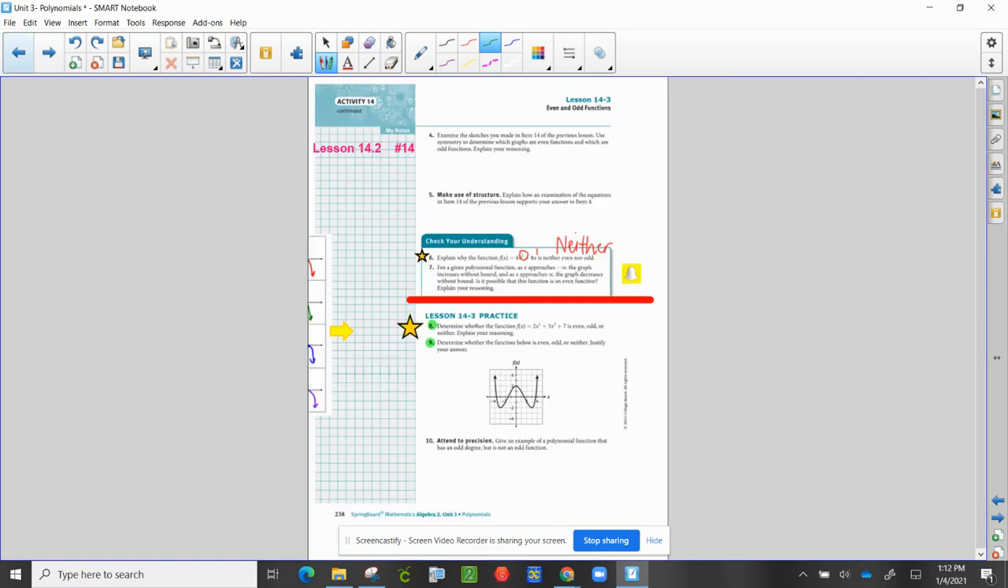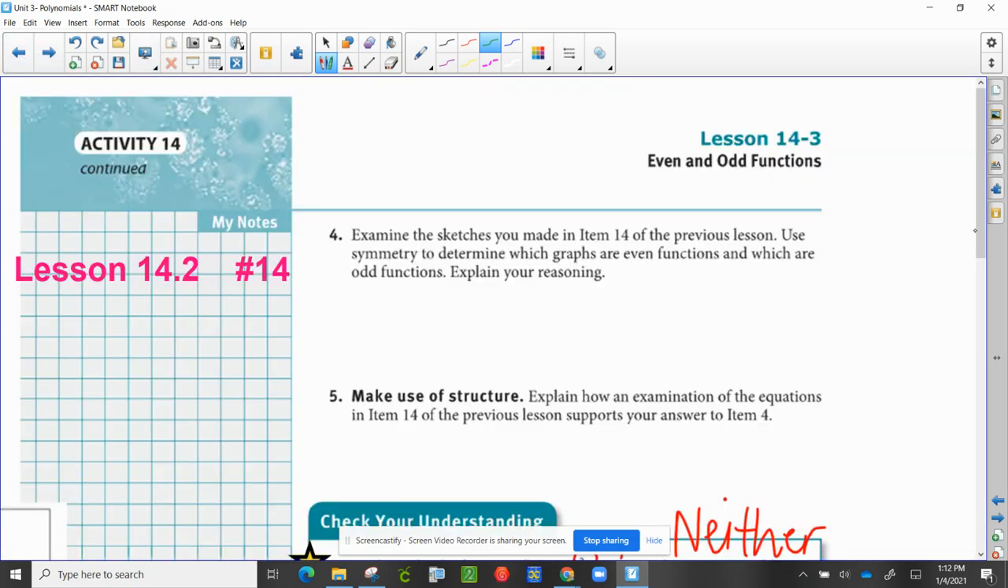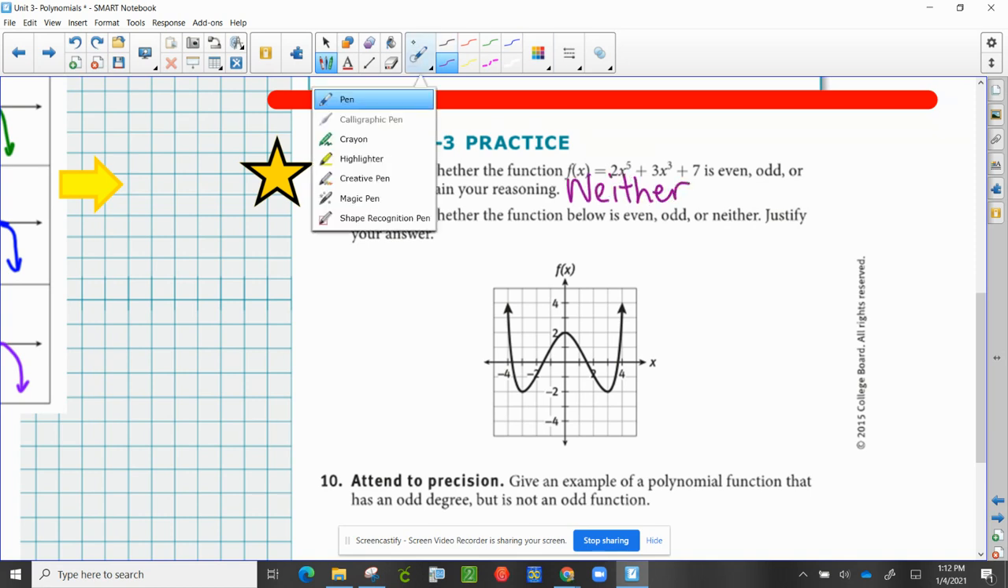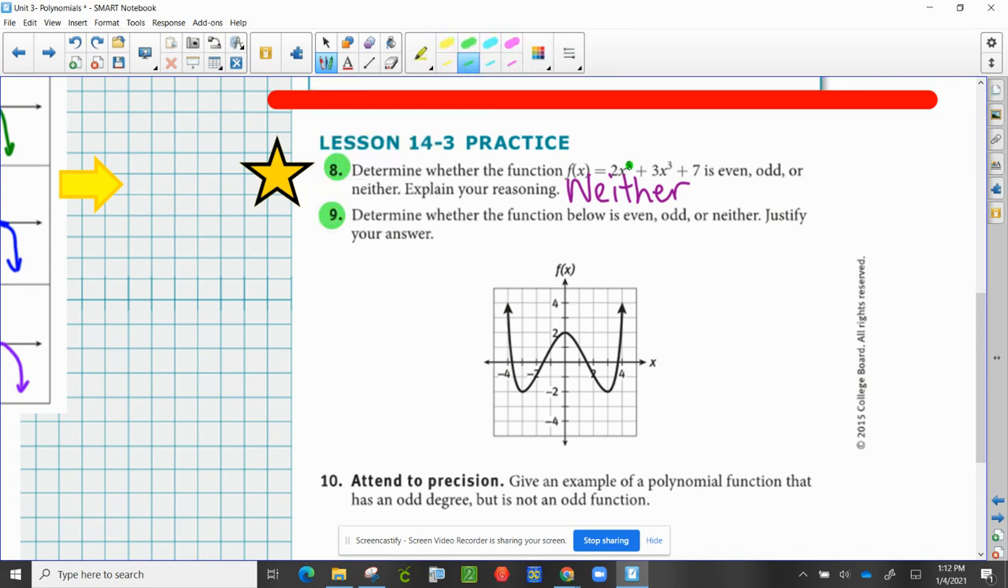So I'm going to have you try some examples here on the lesson practice on the bottom. So 8 and 9. In number 8, determine whether this function is even, odd, or neither. So we have 2x to the 5th plus 3x cubed plus 7. Is that even, odd, or neither? Okay, the answer for this one is neither. The reason is because if we look at our exponents, they're mixed. So we have a 5, a 3, and remember, constant terms are technically x to the 0 power. So we have odd, odd, even. So that's a neither case.